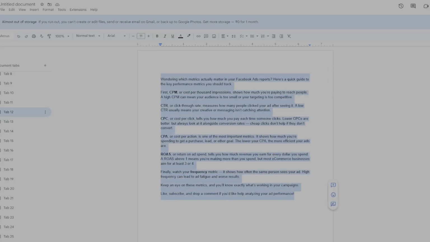Finally, watch your frequency metric. It shows how often the same person sees your ad. High frequency can lead to ad fatigue and worse results. Keep an eye on those metrics and you will know exactly what's working in your campaigns.